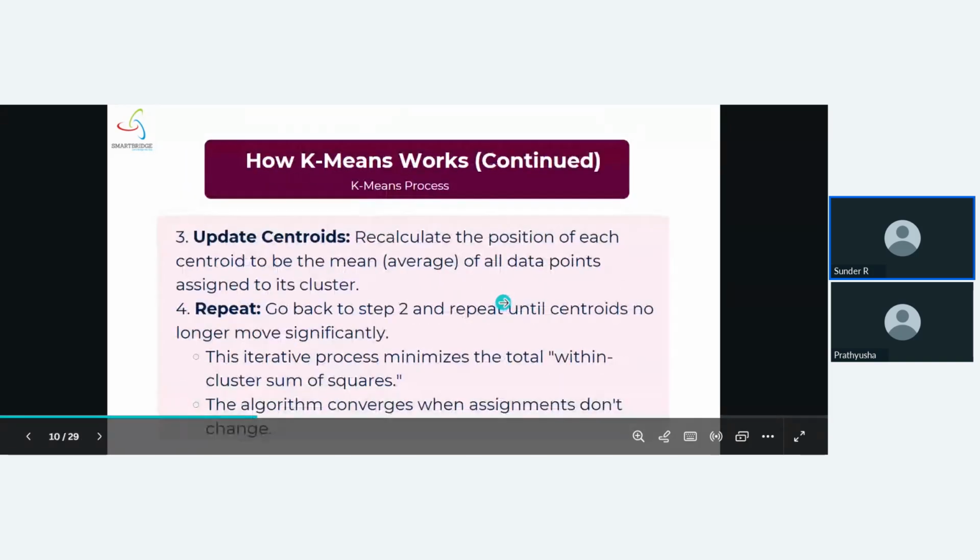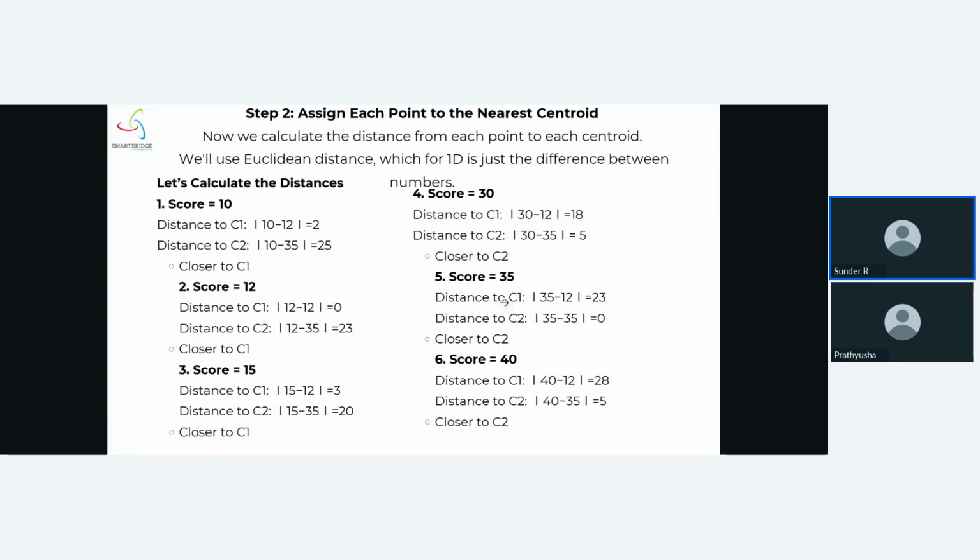So now what do I have to do? I have to find the distance formula, right? So here, what am I doing? I'm finding the Euclidean distance, that is y2 minus y1 and then x2 minus x1. So in this case, what is my first value? It is 10. Why 10? That is the first data point, right?